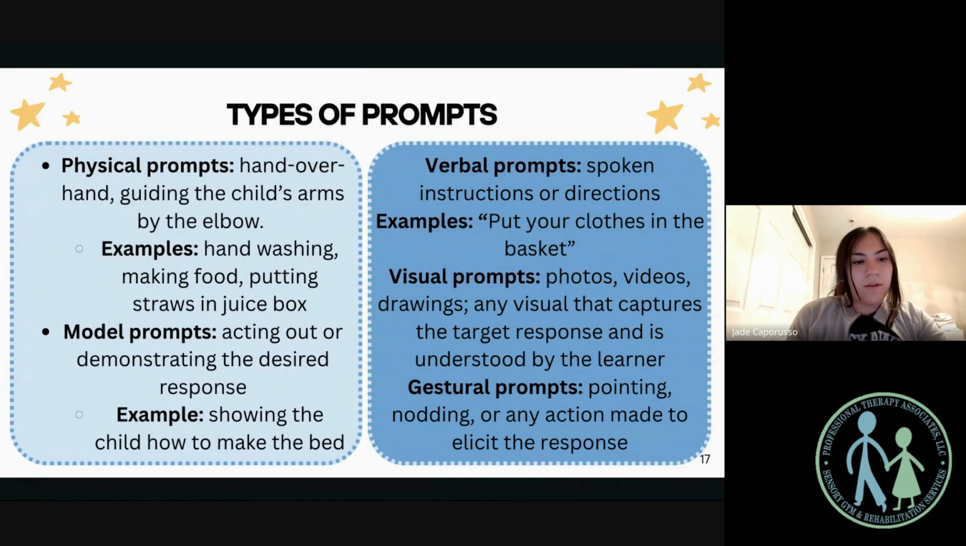There are several types of prompts used in ABA. The most involved type of prompt is physical prompts. This would be hand-over-hand assistance or guiding the child's arms by the elbow to help them perform a task. Examples of this are hand washing, so holding their hands under the water, pushing the soap dispenser, and doing the hand washing motion for them.